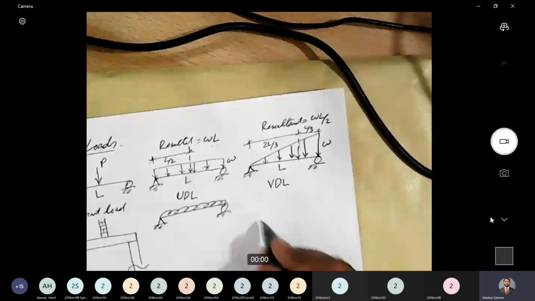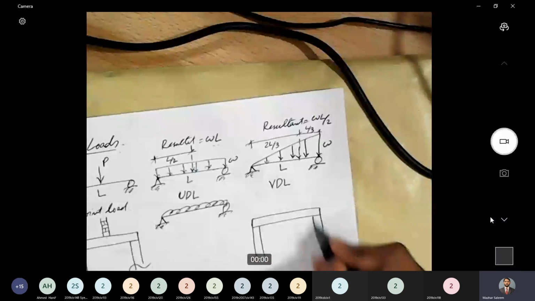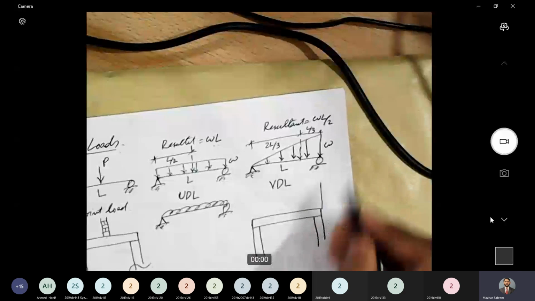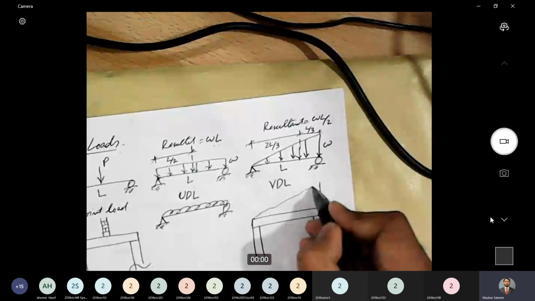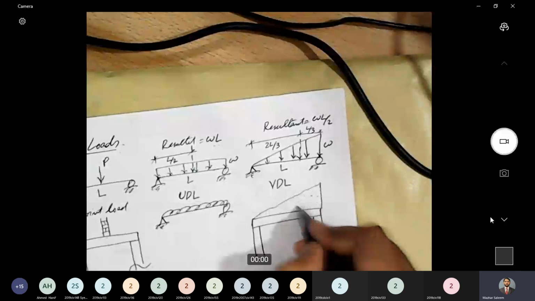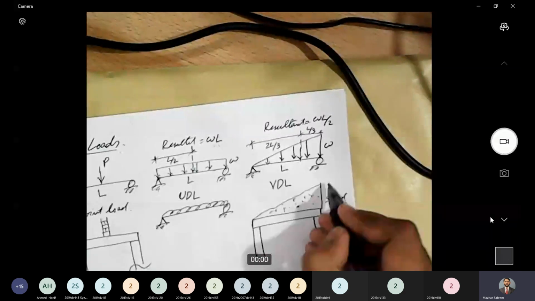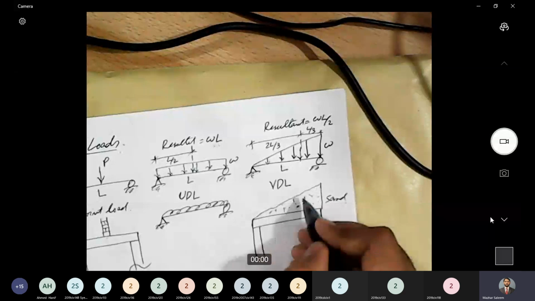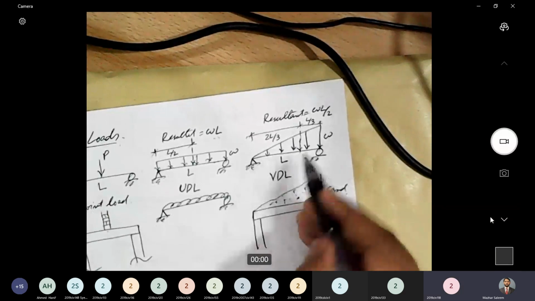A practical example under which the beam will be subjected to a VDL is if I have some support, let's say a wall or something like that, and there is a heap of sand, let's say, or any other material. We have a wall whose length is not constant, then that type of load is an example of a VDL.